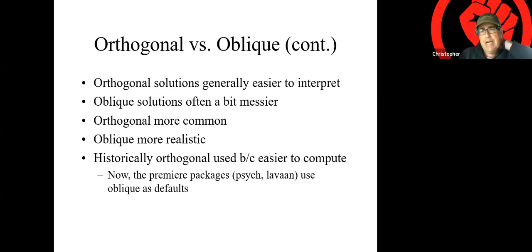Now, there's some tension here between what we expect in reality versus what is easier to interpret. Orthogonal solutions are generally easier to interpret. Oblique solutions can be messier. With oblique solutions, we tend to see variables associated with multiple factors. Orthogonal has been more common, and I think historically that was because they're a lot easier to compute. People used to have to do this stuff by hand, amazingly, back in the day.